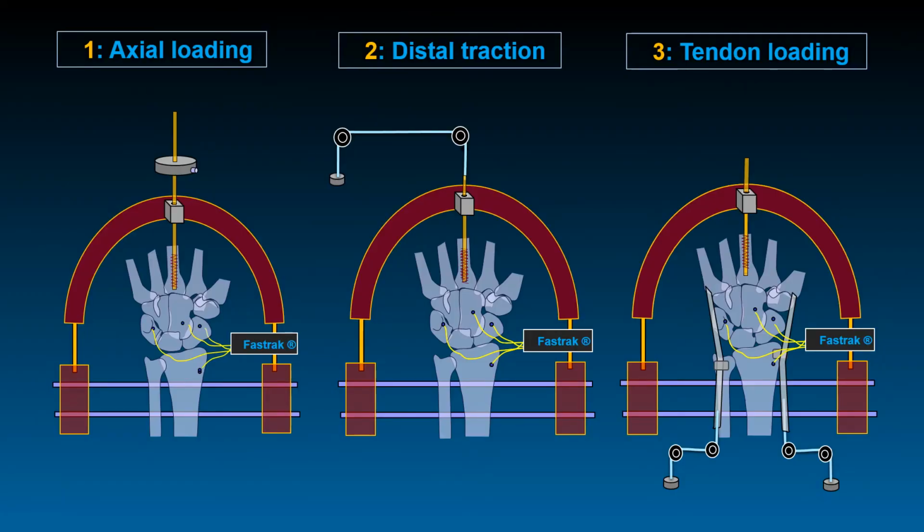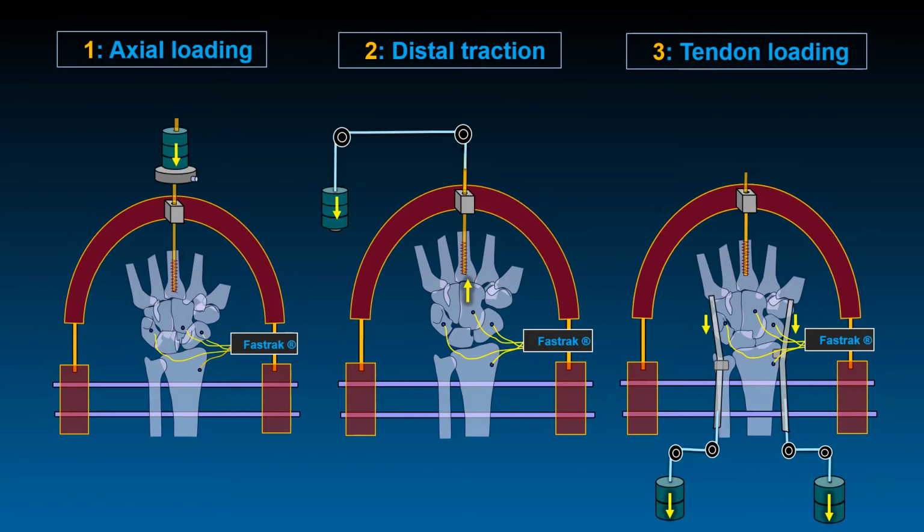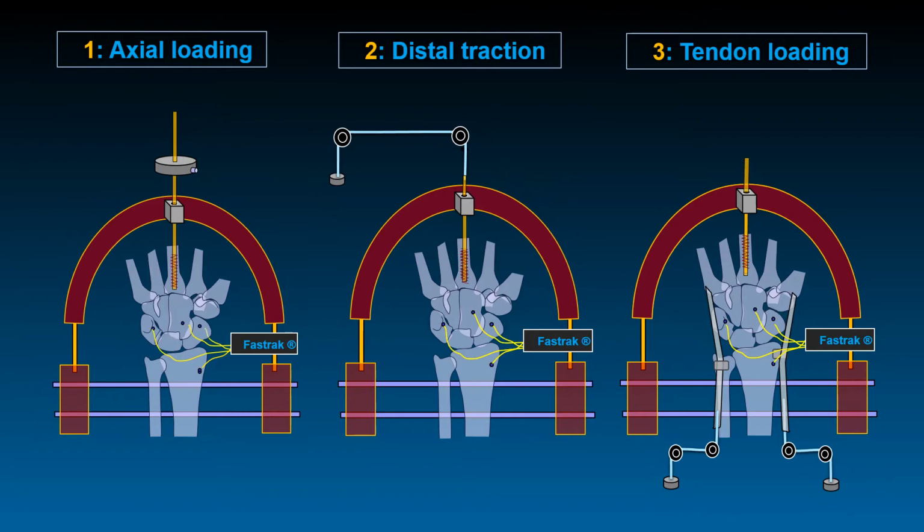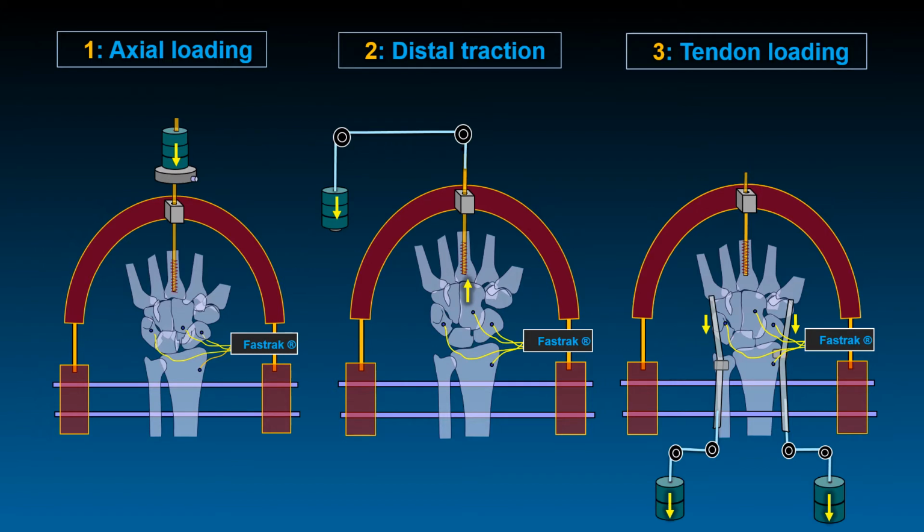This is a schematic representation of the 3 loading conditions analyzed so far. We used standard motion tracking devices. We observed and quantified what happened in the wrist before and after sectioning specific ligaments.